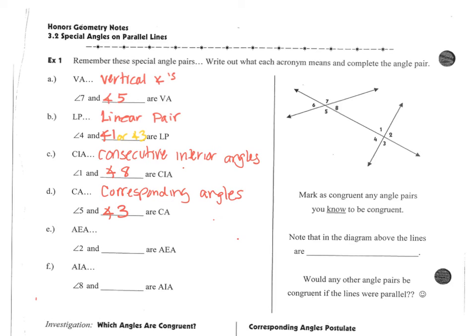AEA is for alternate exterior angles. And if we're looking at angle 2, then that would mean alternating, and on the exterior would be angle 6.